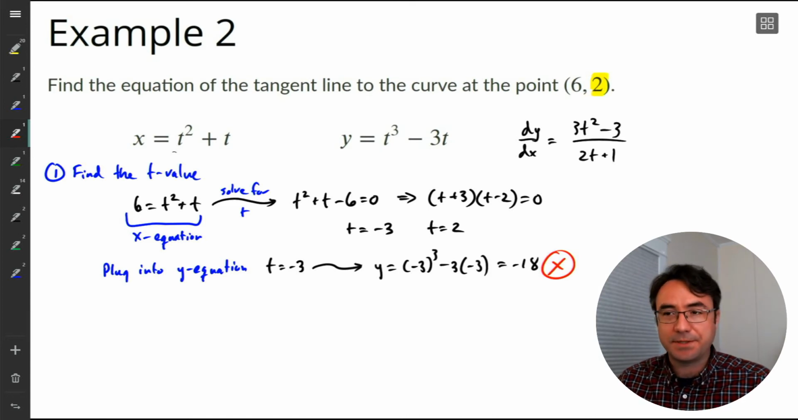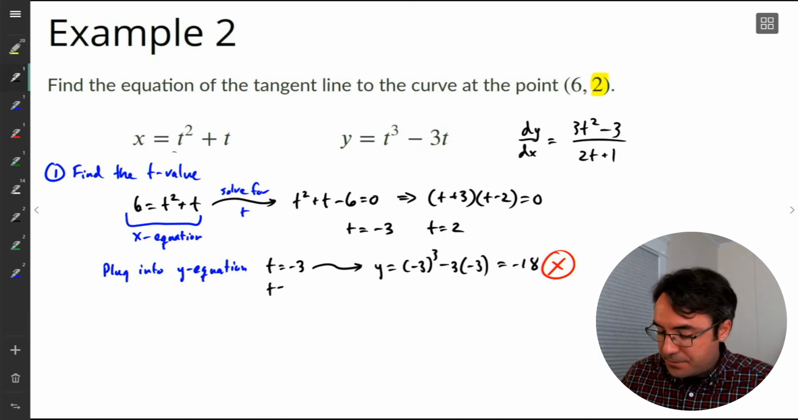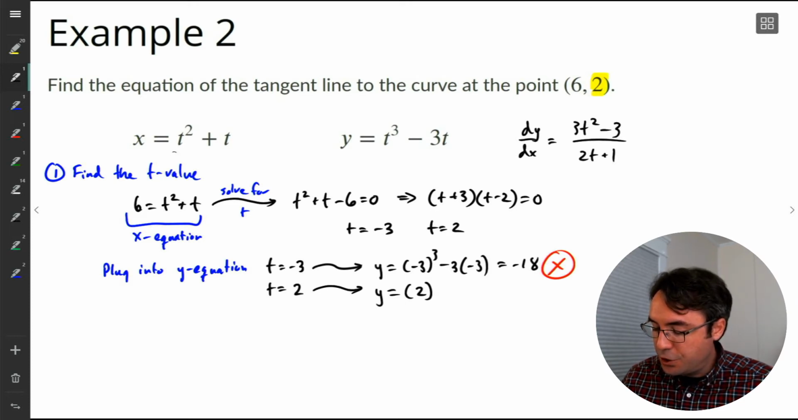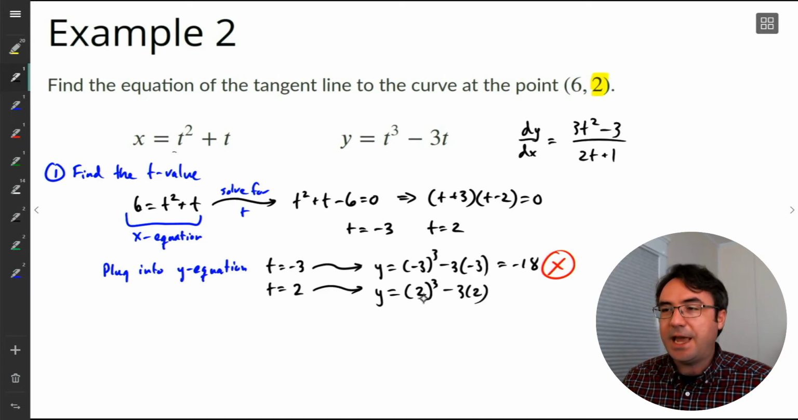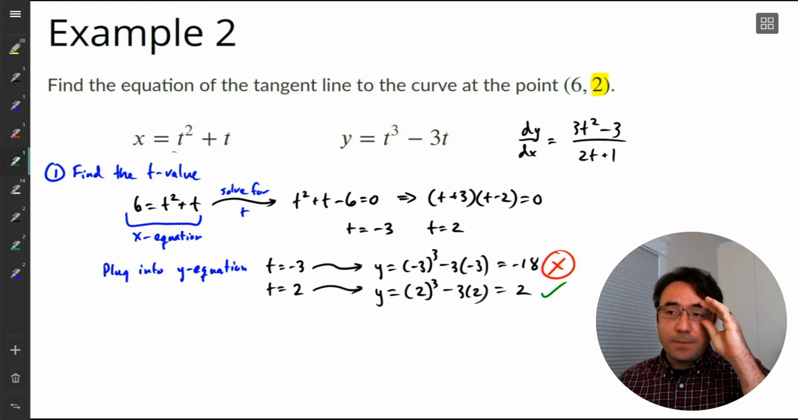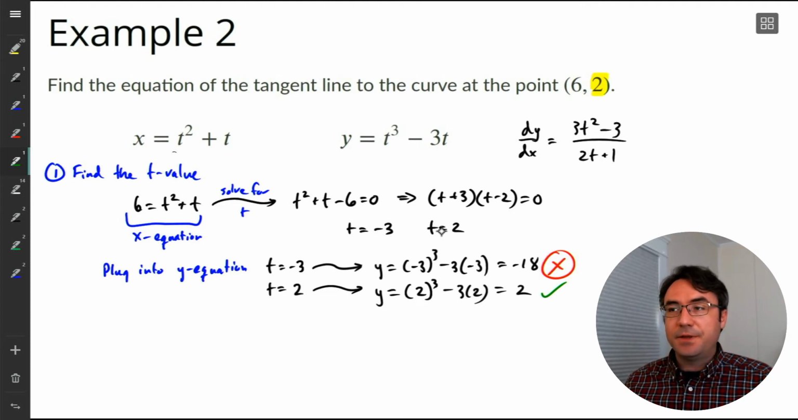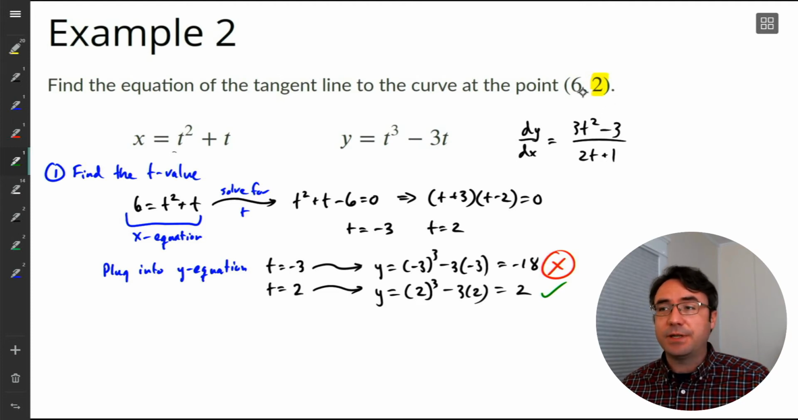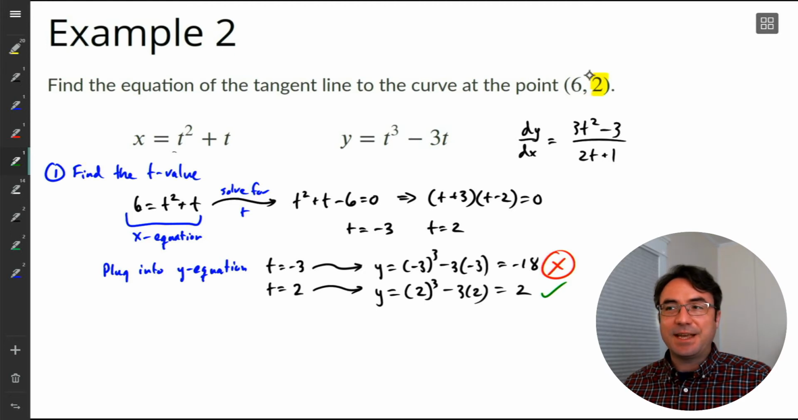So we're not at the right point. Let's try the other t value. t equals 2. Plug that in. We're going to get y is equal to 2 cubed minus 3 times 2. 8 minus 6 is 2. And that checks out. So it looks like at time 2, this is the time that we're actually at this point. Both coordinates need to work out for us to be at this point. And at time 2, that looks like it's the only time that x is equal to 6 and y is equal to 2.